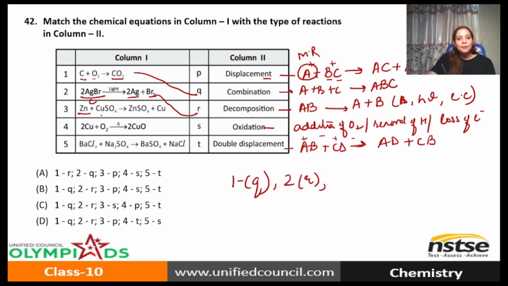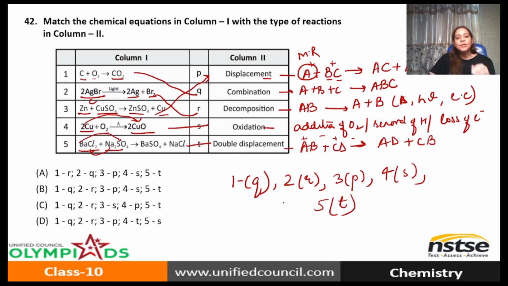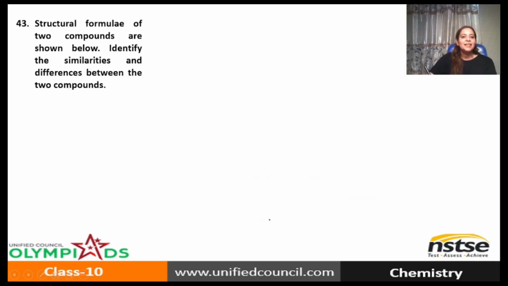Third one, an element and a compound displacing, so basically it's a displacement reaction. 3 matches with P. Fourth, metal, oxygen is added, it is oxidized, so basically it is oxidation. 4 matches with S. And here you can see two compounds interchanging their partners, so basically it is double displacement. So 5 matches with T. So the option which states the sequence QRPST would be correct. That means we got it right. Option B is correct. Next question.